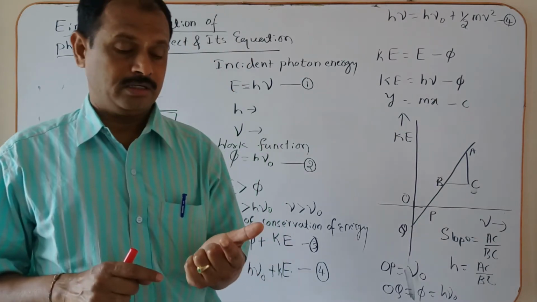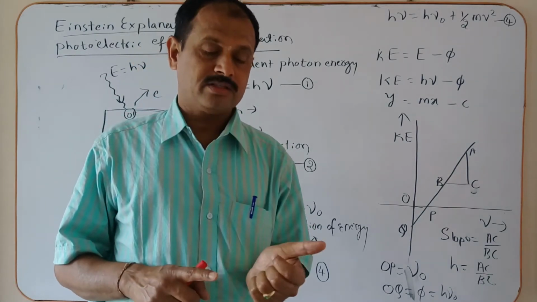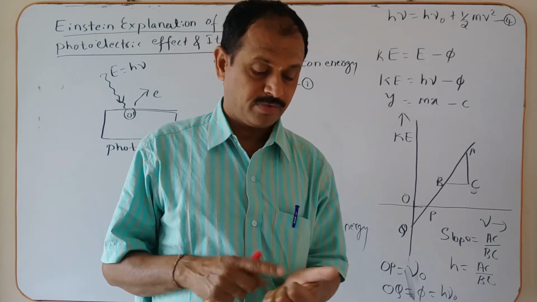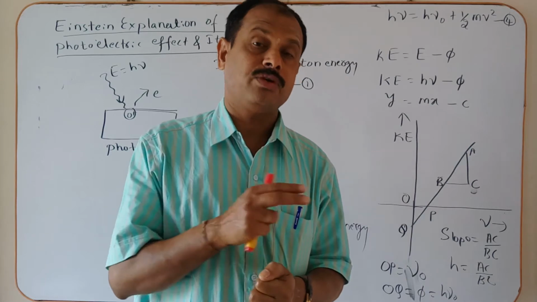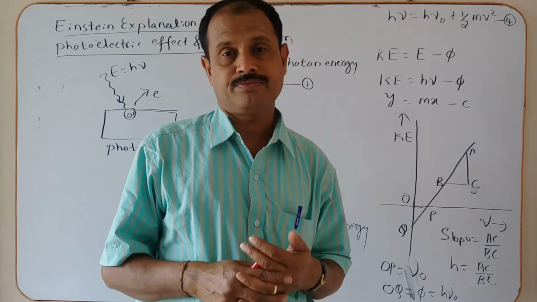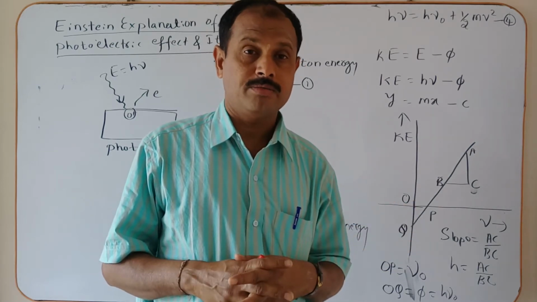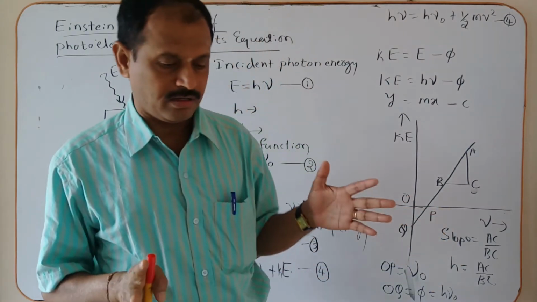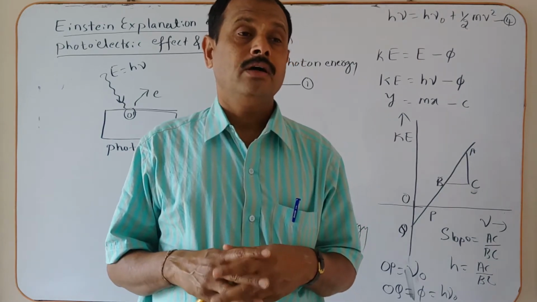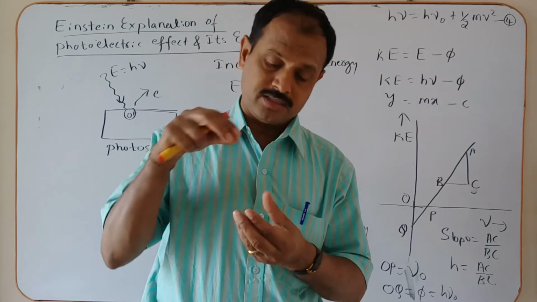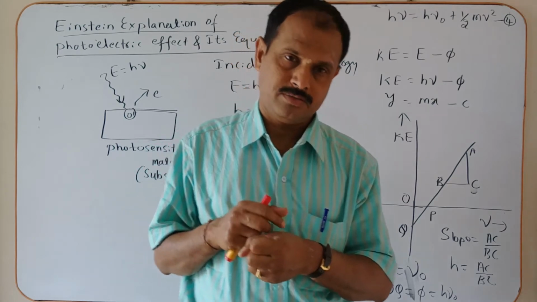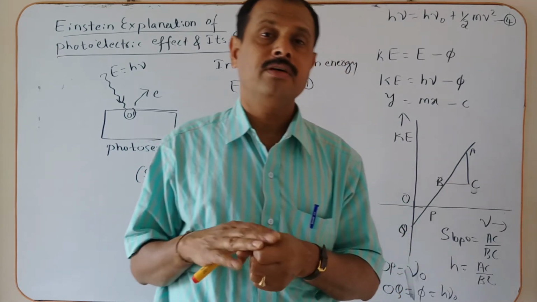Then one more result: the photoelectric current is directly proportional to the intensity of the incident light. Then one more result: the kinetic energy of the photoelectrons is directly proportional to the frequency of the incident radiation. These results are studied. But in the case of the photoelectric effect experiment, the photon or light energy is incident on the photosensitive material. Within that material, what happens? That point cannot be explained in the experimental study.